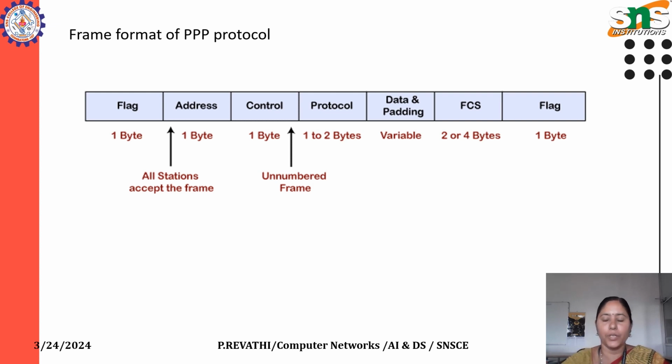It is a byte-oriented protocol. It provides the frames as a collection of bytes or characters. It is a WAN protocol as it runs over the internet link, which means between two routers, internet is widely used.